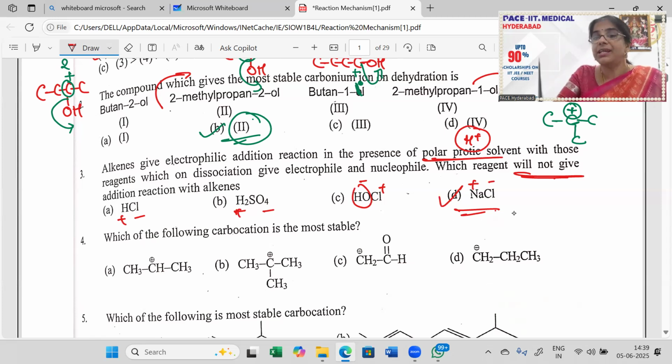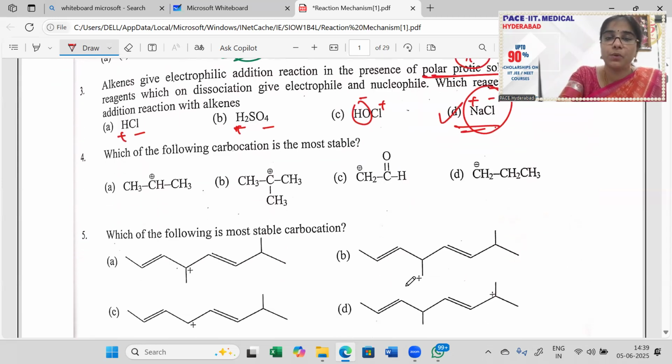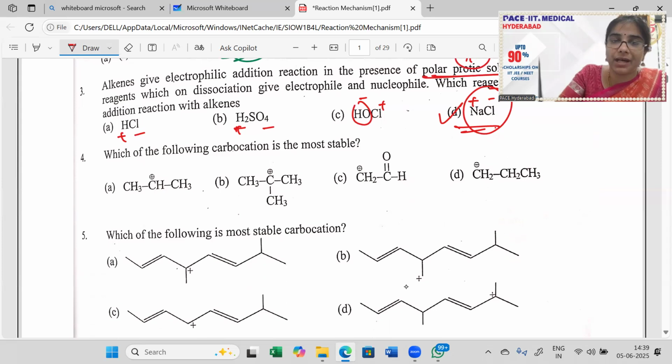This is not even a solvent here. Which reagent will not give addition reactions? Na plus Cl minus cannot give it unless you have a solvent, you will not get it there, right? Next, which of the following carbocations is the most stable? Again, this is 2 degree, this is 3 degree. 3 degree is undoubtedly the most stable.